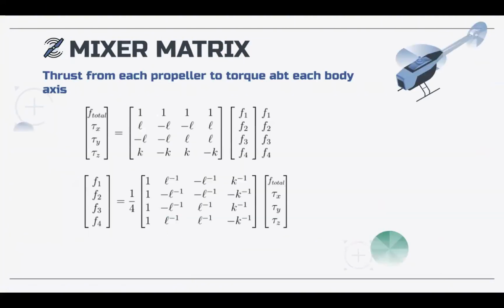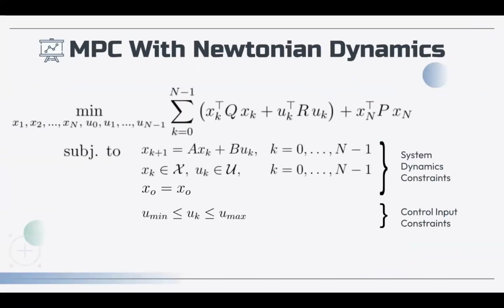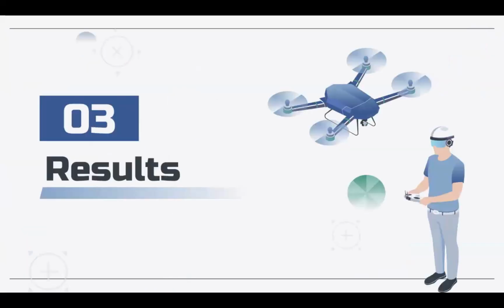From there, we applied a mixer matrix to translate more dynamically intuitive control inputs into direct propeller control inputs. We then set the dynamics as constraints within the LQR optimization and applied it within a closed-loop MPC controller that takes the first set of control inputs in the optimal trajectory as its instantaneous control input. And then these are our results.